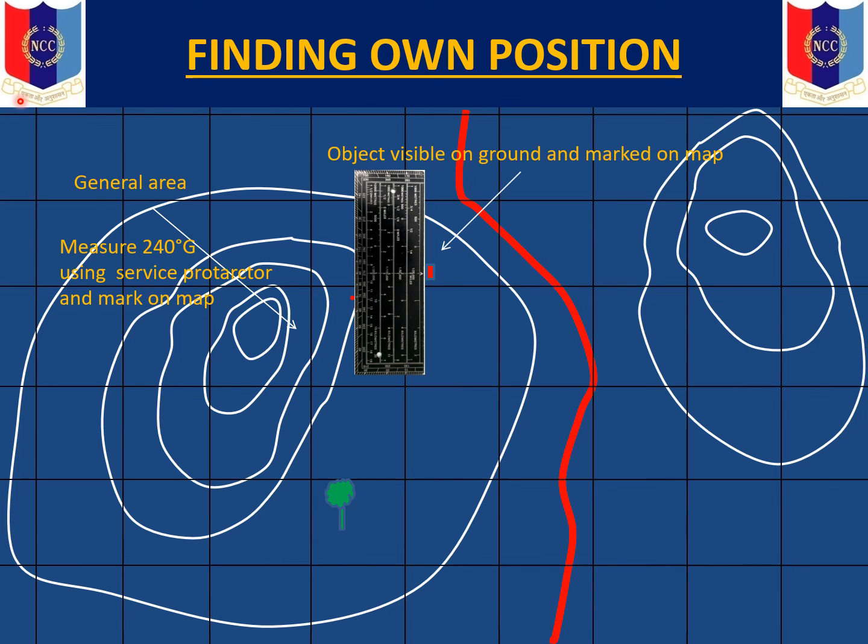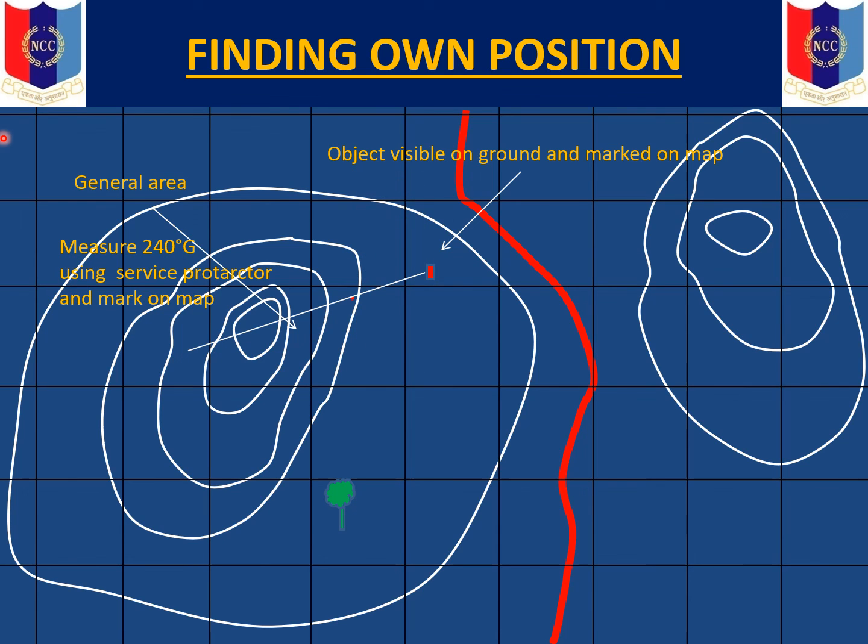Now you measure the angle which you have found out, that is the back bearing 240 degrees, using the service protractor, and mark it on the map which is shown by this red point here. So 240 degrees is somewhere here, because this is 0 clockwise, this is 180 degrees, 190, 200, 210, 220, 230, and 240 lies somewhere here. Next step is to join the landmark and the point and extend it backwards.